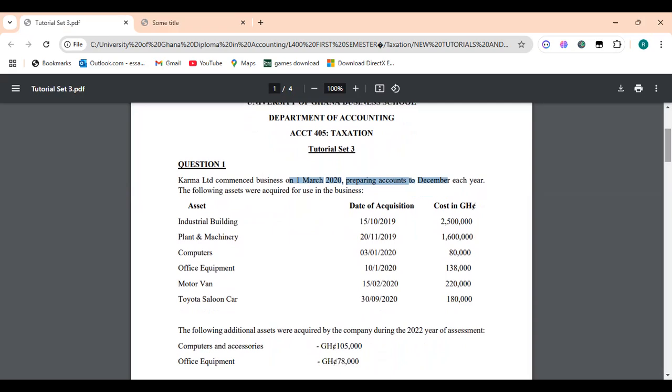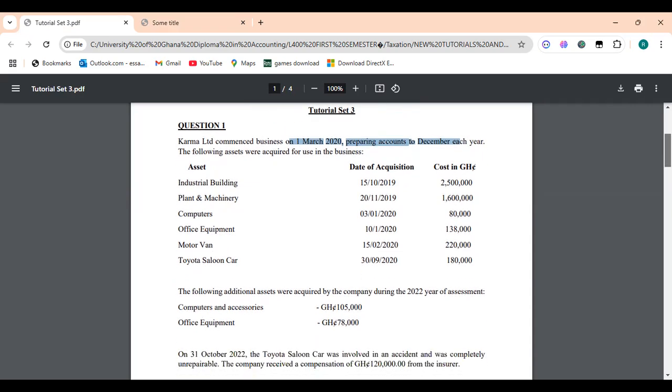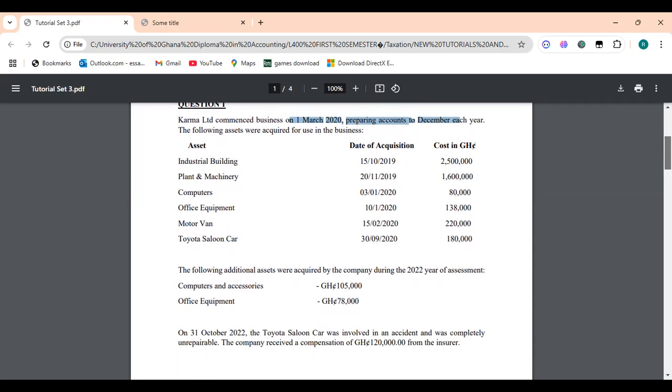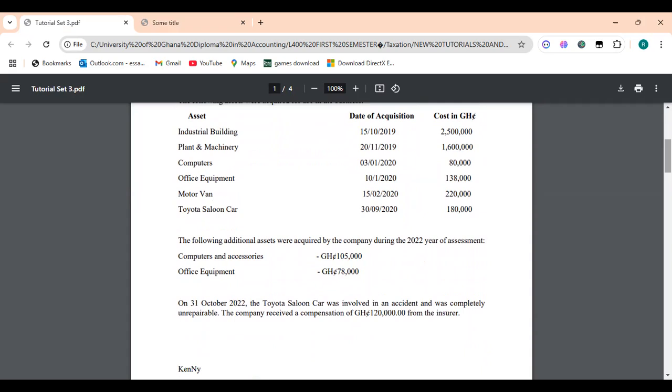All right, so these were the assets that were available and their date of acquisition, which wouldn't really matter. What really matters is the basis period for the first year. But for the preceding or the next years, we'll be granting capital allowances for the full years because that's the number of days in which it will be used, right? Unless, let's say, the business ended before the year end or the business collapsed before the year end.